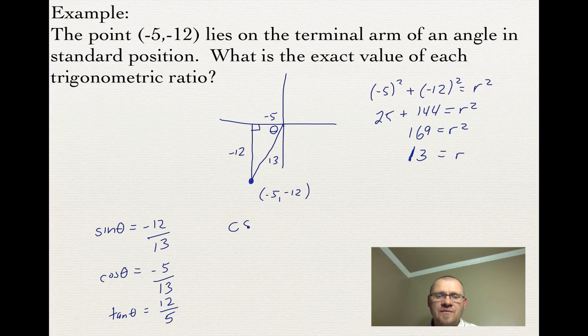Reciprocal functions are easy. Cosecant is the reciprocal of sine, so that is -13 over 12. Secant is the reciprocal of cosine, and that is -13 over 5. And cotan is the reciprocal of tan, and that is 5 over 12. So again, it doesn't necessarily have to be on the unit circle. You can still use some of our old math using the Pythagorean theorem. Find out what that hypotenuse is, and that is always going to be positive because it is the distance.